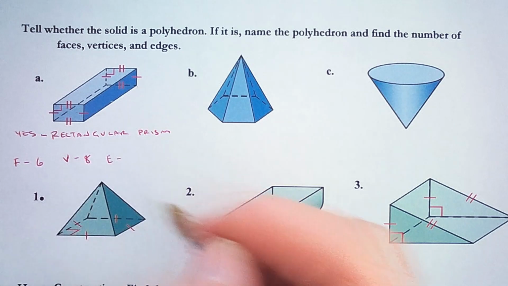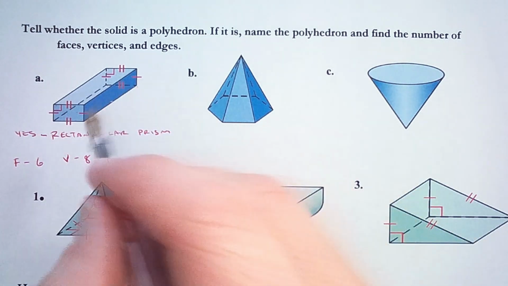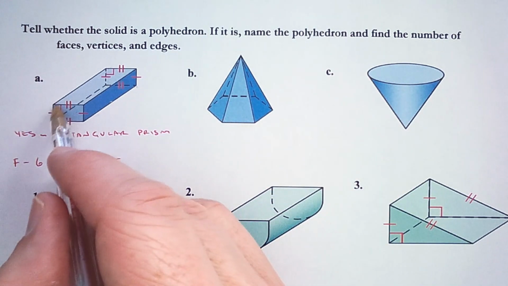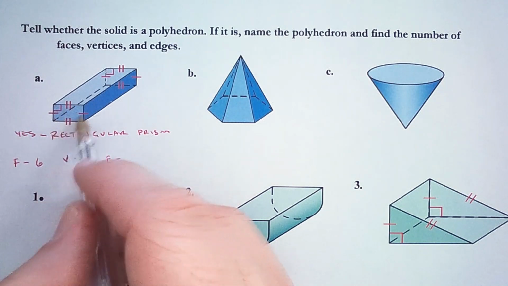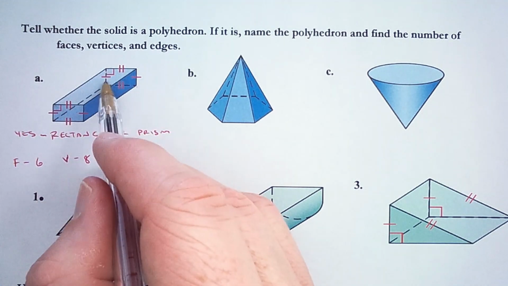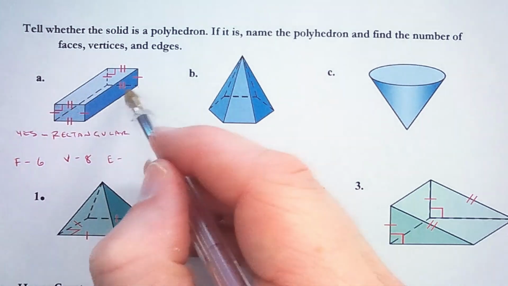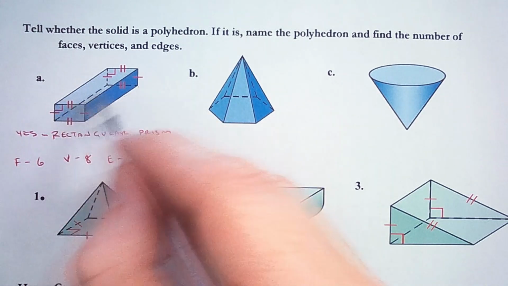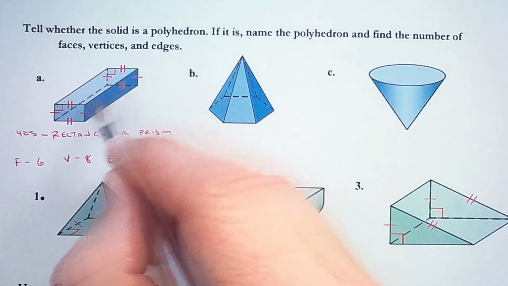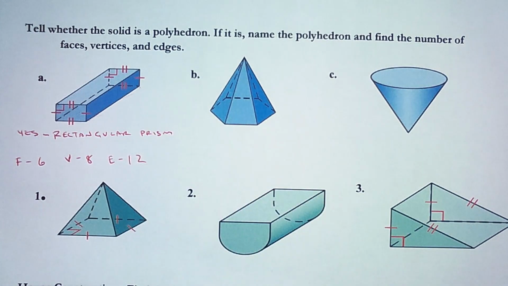And then the number of edges, that's all of the line segments. So I've got 4 edges around the front and 4 around the back. And then I've got 1, 2, 3, 4 more. So that's 4, 8, and then 12 edges.